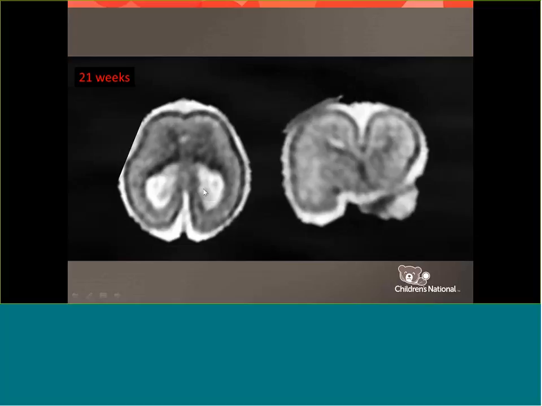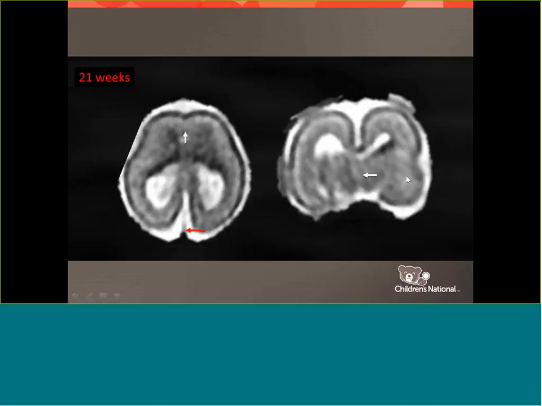Here again, the falx is present posteriorly but absent anteriorly. But there is contiguous tissue across midline, so failed separation of the frontal lobes, failed development of the anterior corpus callosum, and unseparated thalami. And again, the corpus callosum is present and normal here posteriorly. So this is a case of lobar holoprosencephaly.